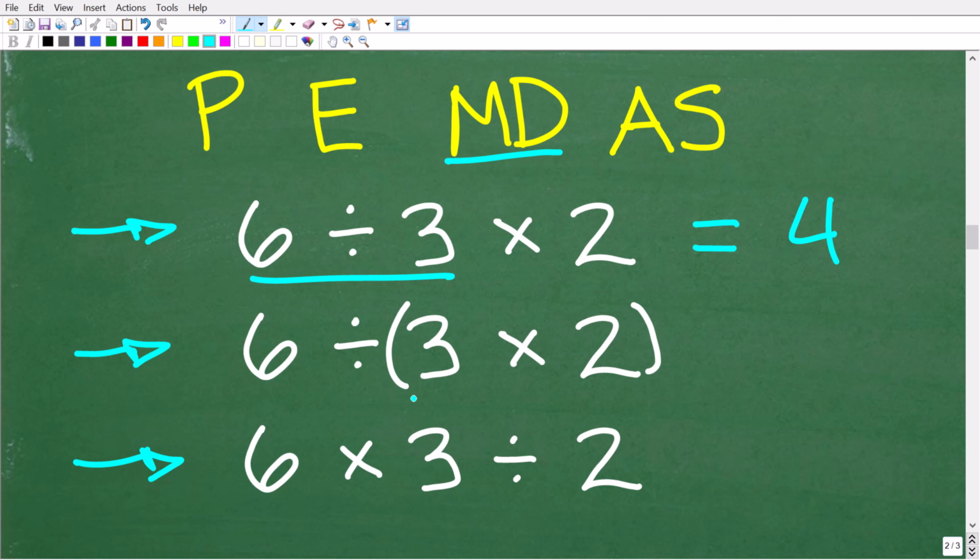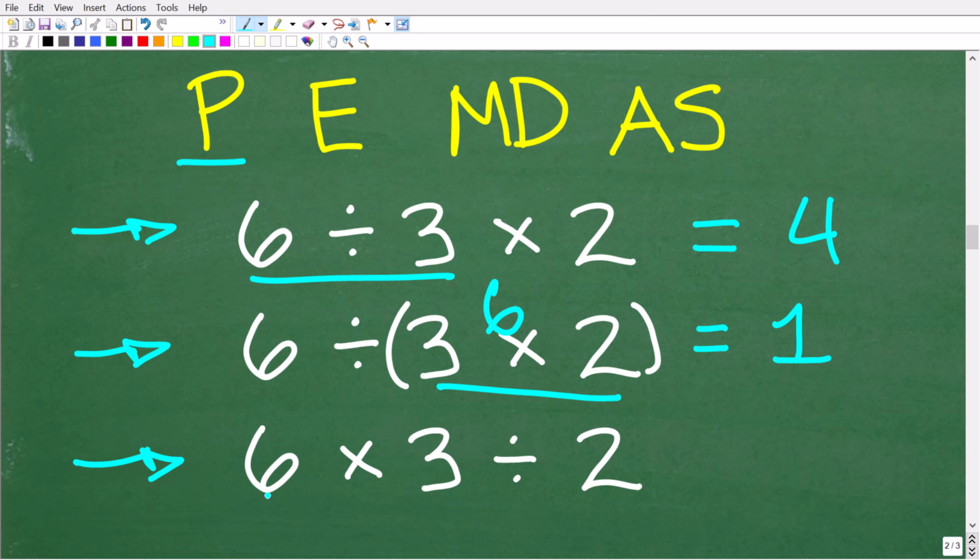Now, in this problem, we have 6 divided by parentheses 3 times 2. So we're going to ask ourselves the same question. So do we have any parentheses? Yes. So you're going to start right here inside of the parentheses. So here we have 3 times 2. That is 6. And 6 divided by 6 is 1. Okay, so let's move on to our last example here.